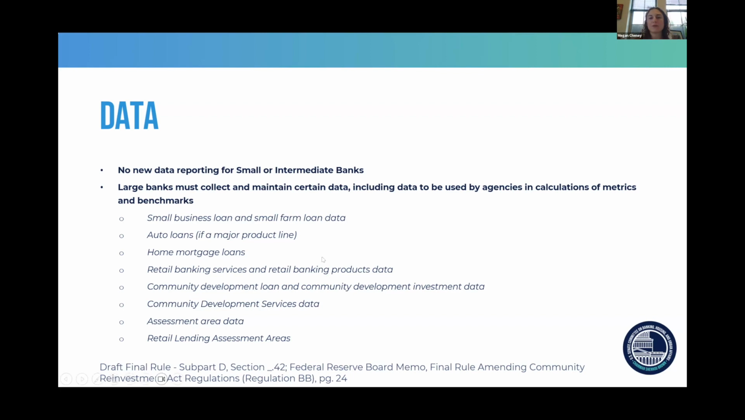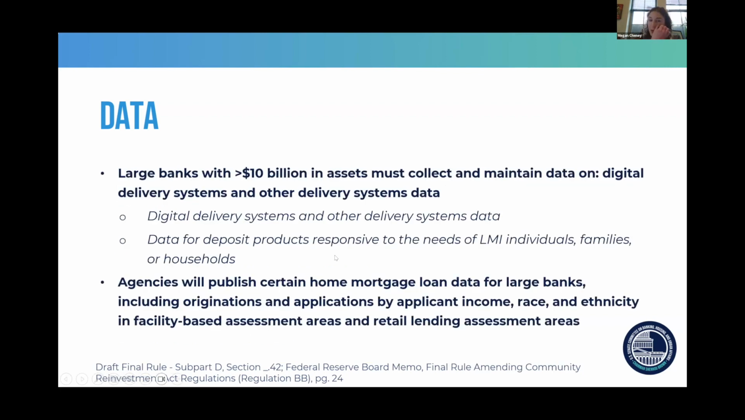So all of that will be going to regulators, and the largest banks, $10 billion or more in assets, will need to maintain data on those digital delivery systems as well. And the agencies are also going to publish certain home mortgage loan data for large banks, including things like originations and applications by applicant income, race, and ethnicity, in facility-based assessment areas and in their retail lending assessment areas. I know Frank Ford does a phenomenal job of compiling a lot of the HMDA data for the Northeast Ohio region and what type of lending is happening there. The agencies will also be publishing that for large banks nationwide as well.